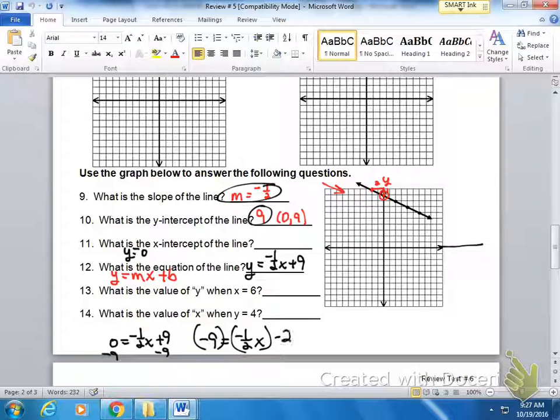In this case, I'm going to use -2. -2 times -9 is 18, equals, those cancel, 1x. So my x-intercept is +18. Now, pay attention on the next two.